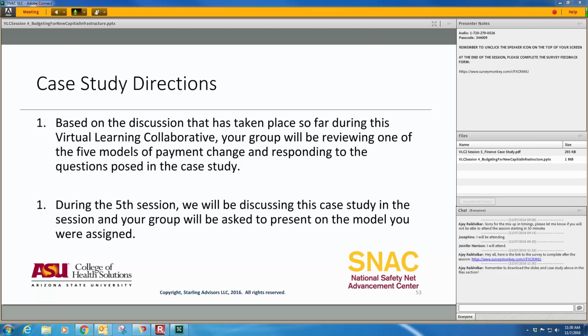So what we're going to be doing is assigning your particular cohort a value-based reimbursement model, and you're going to be reviewing that and responding to a series of questions. It's not even really a case study, it just talks about what those models are, and then you would answer those questions as it relates to your organization trying to deal with that particular payment model.